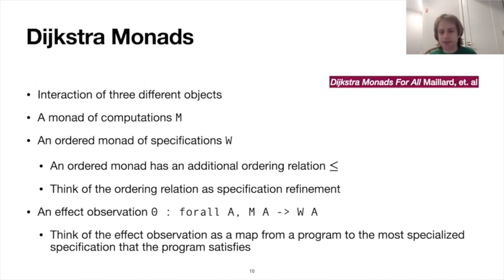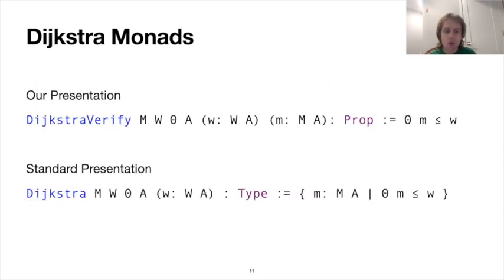This approach comes from the paper Dijkstra Monads for All by Maillard et al. And with these objects, we can write this Dijkstra verify function that first takes in M, W, and theta, and then a specification little w, a program little m, and returns the proposition theta m is less than or equal to w. This captures the notion that m satisfies the specification w, and thus this is a function that takes in a specification and a program and returns the verification condition.